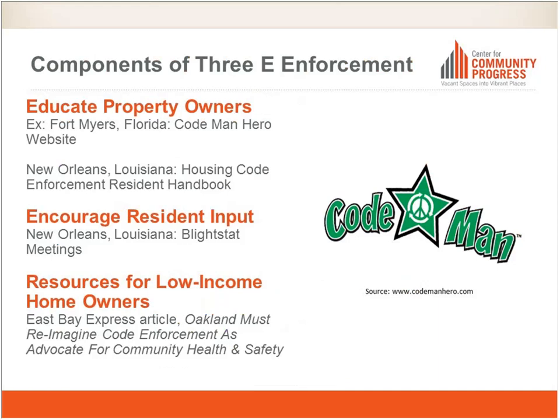So, components of 3E enforcement, which is what I call it. Number one, educate property owners. I'll point you to Fort Myers, Florida, where they have developed the Code Man Hero website. It's a little cheesy, but what they've done here is to make a resource for property owners that tells property owners exactly how to comply with the code, provides links to resources, offers code enforcement officials to come out and help property owners comply. It does so through a fun storytelling way, so it's kind of an interesting way of doing it.